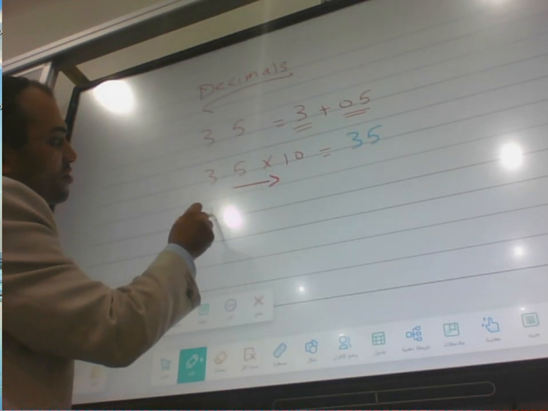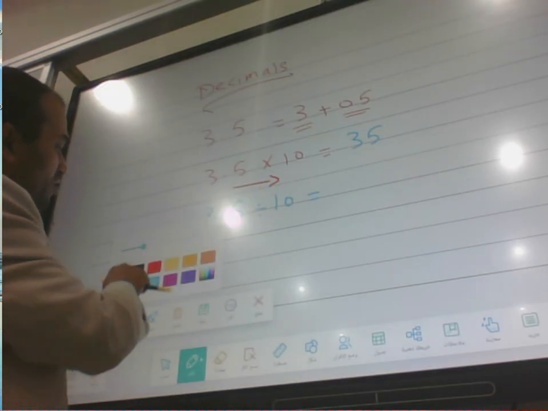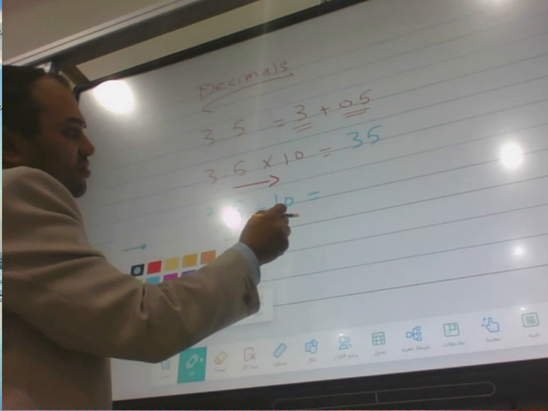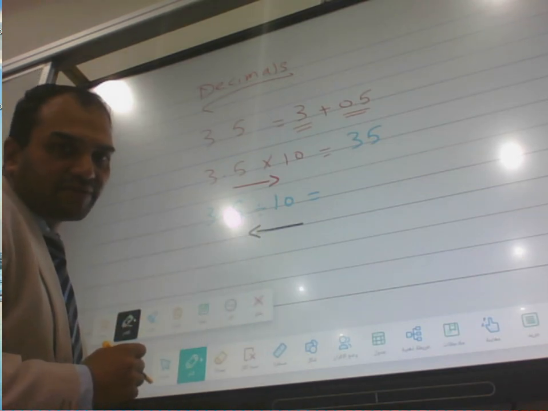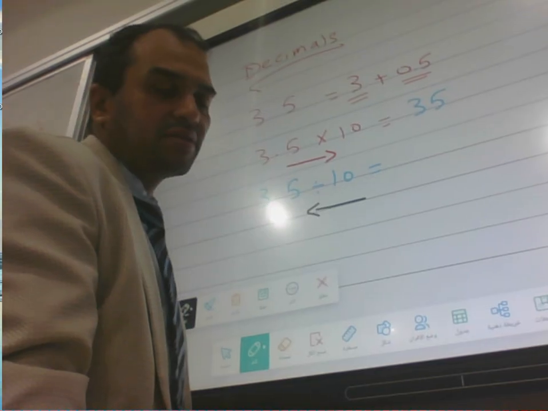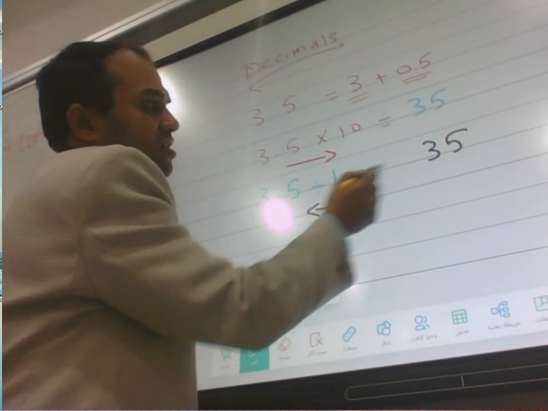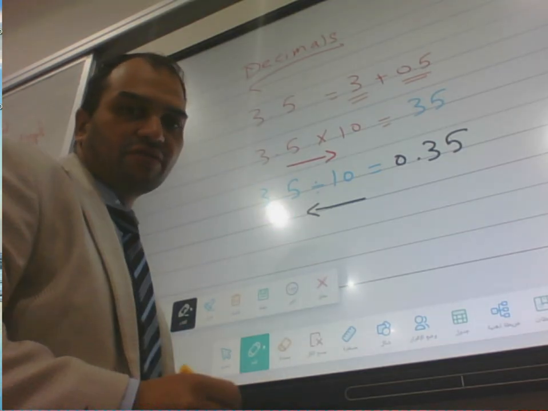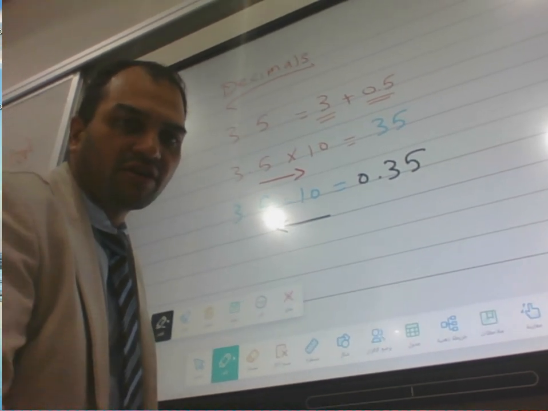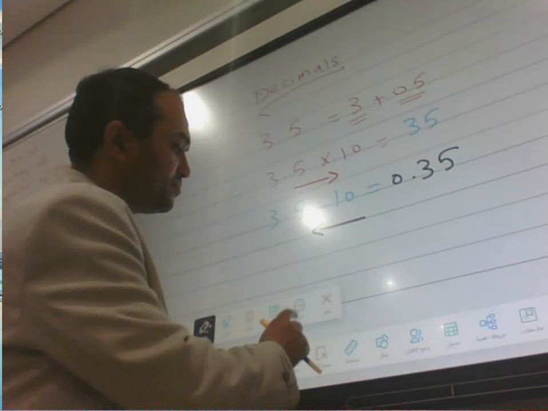And what about 3.5 divided by 10? If we divide by 10, we must move the point to the left by one place. Then 3.5 divided by 10, the result is 3 and 5, and the point moves left by one place, so it will be 35 hundredths. 35 hundredths. Okay? Move the point left by one place.